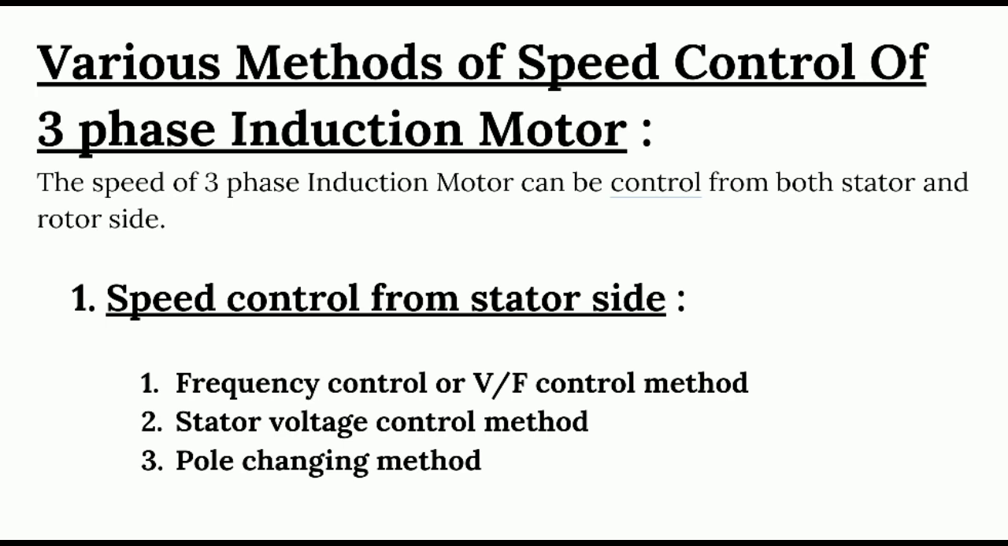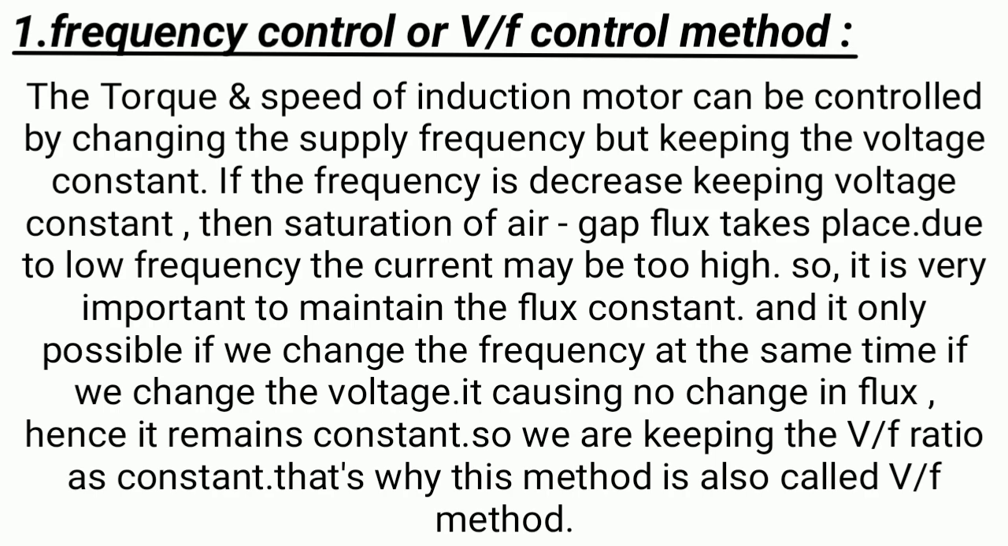First, frequency control or V by F control method. The torque and speed of induction motor can be controlled by changing the supply frequency while keeping the voltage constant. If frequency is decreased keeping voltage constant, then saturation of air gap flux takes place. So at low frequency or low resistance, the current may be too high. So it is important to maintain the flux phi constant, and it is only possible if we change the voltage at the same time as we change the frequency.